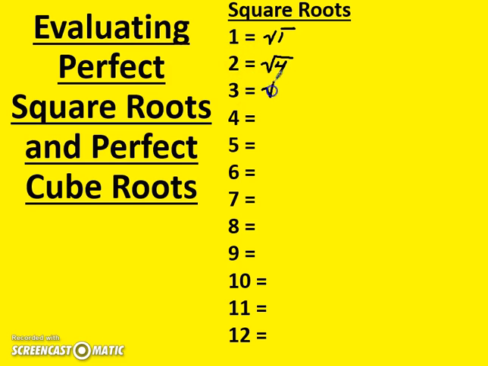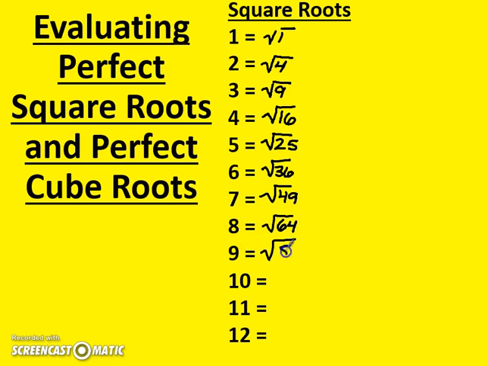3 times 3 is 9. So the square root of 9 is 3. 4 times 4 is 16. So the square root of 16 is 4. 5 times 5 is 25. So the square root of 25 is 5. 6 times 6 is 36, so square root of 36 is 6. 7 times 7 is 49, so square root of 49 is 7. 8 times 8 is 64, so square root of 64 is 8.